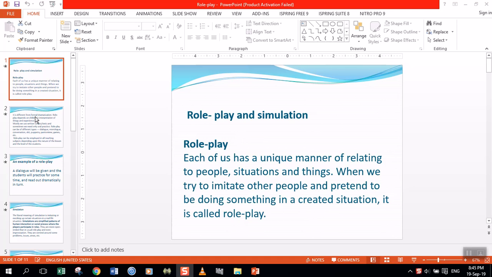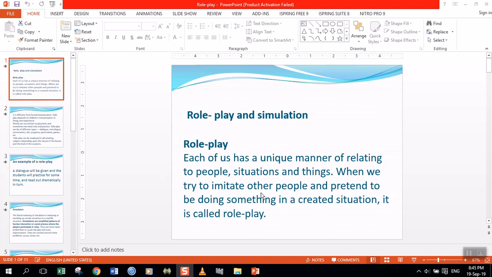Maybe in many places you will see role play being explained separately and simulations being explained in different sections. However, they have some kind of overlap, therefore I wanted to talk about them together. Let's begin with role play.